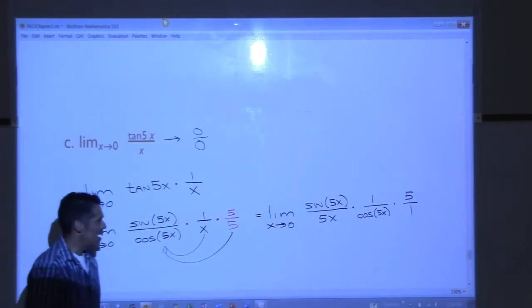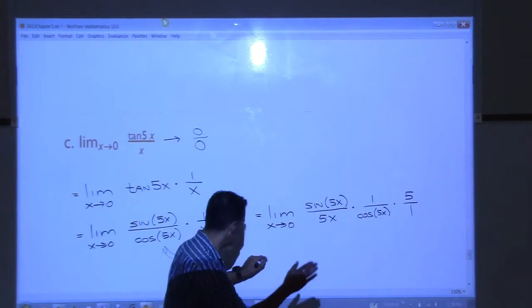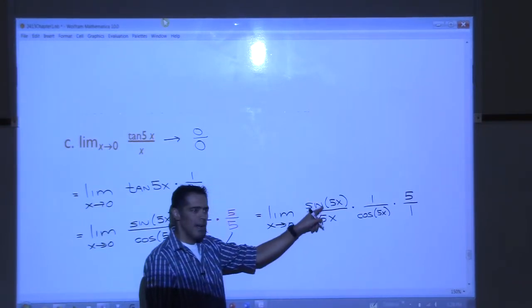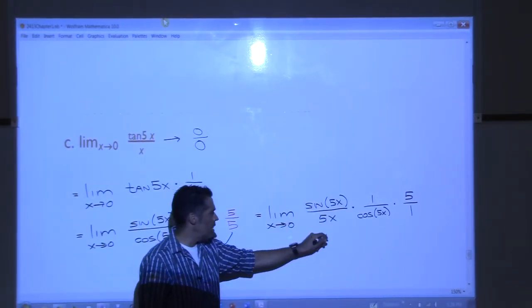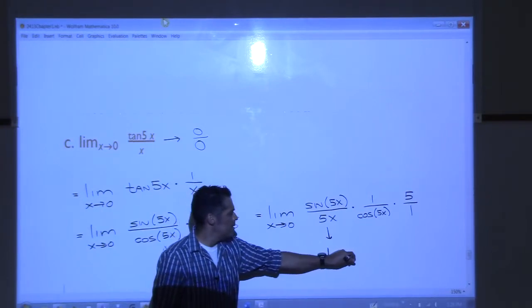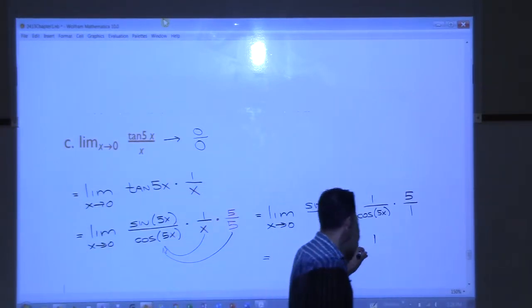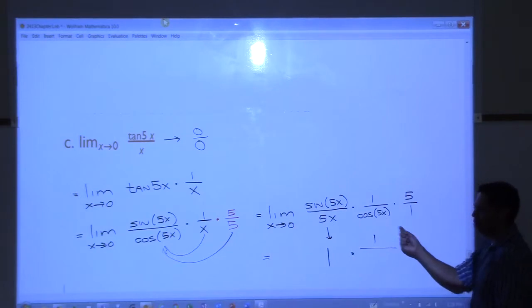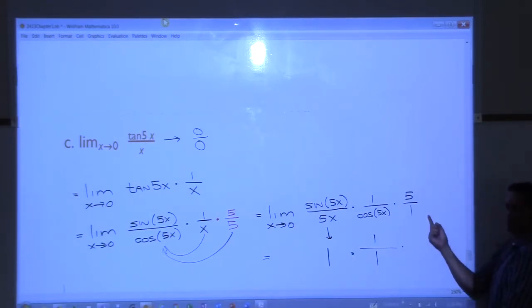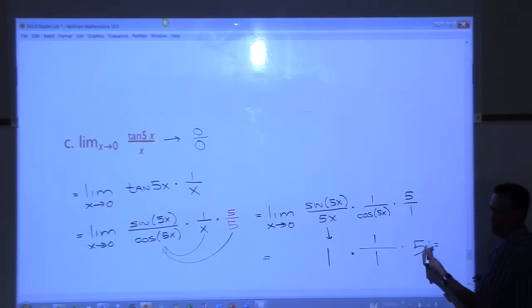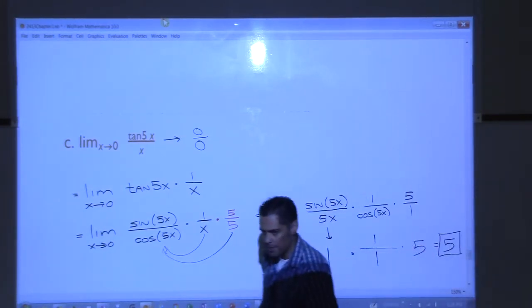And you see what's going to happen to everything? If we take the limit now, this does something nice, right? This goes to 1 times 1 over, what did we say cosine of 0 would be? 1 times 5. So the answer to this one happens to be 5 also. The last one was 5, this one's 5.